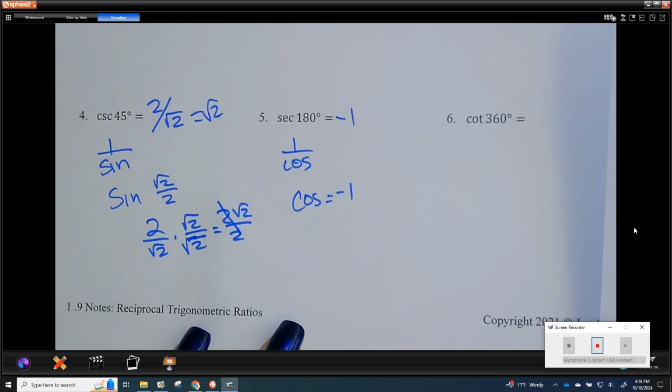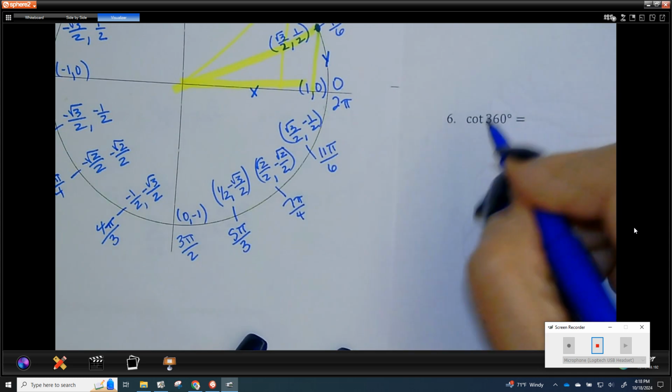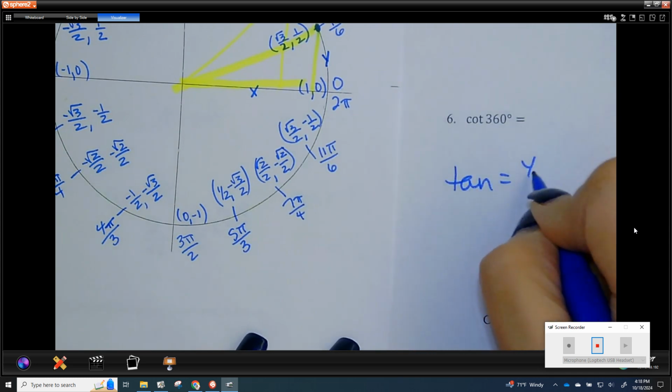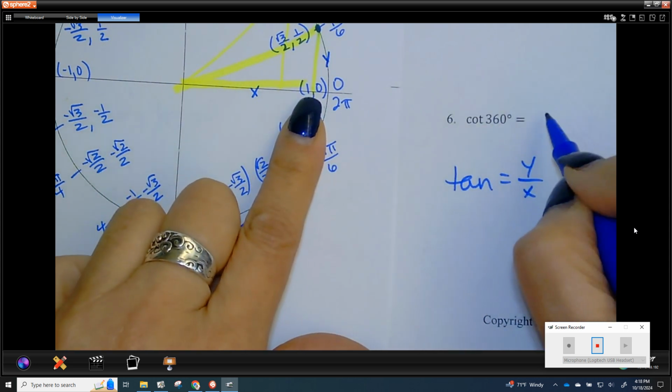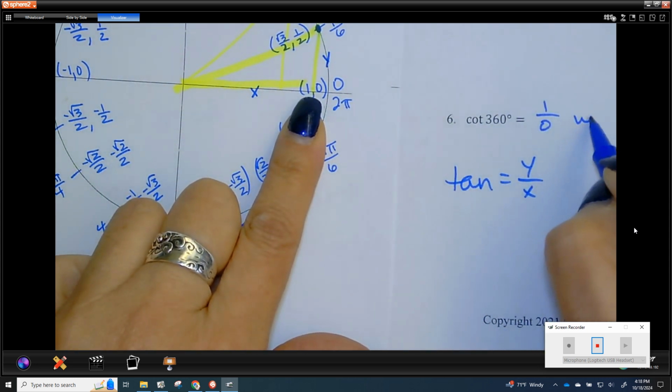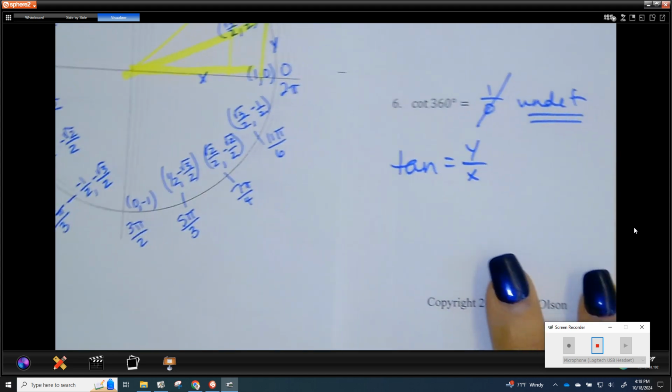Cotangent of 360, which is 2 pi. So tangent is y over x. So cotangent is x over y. So 1 over 0, which is undefined. You can't just leave 1 over 0. You should write undefined.